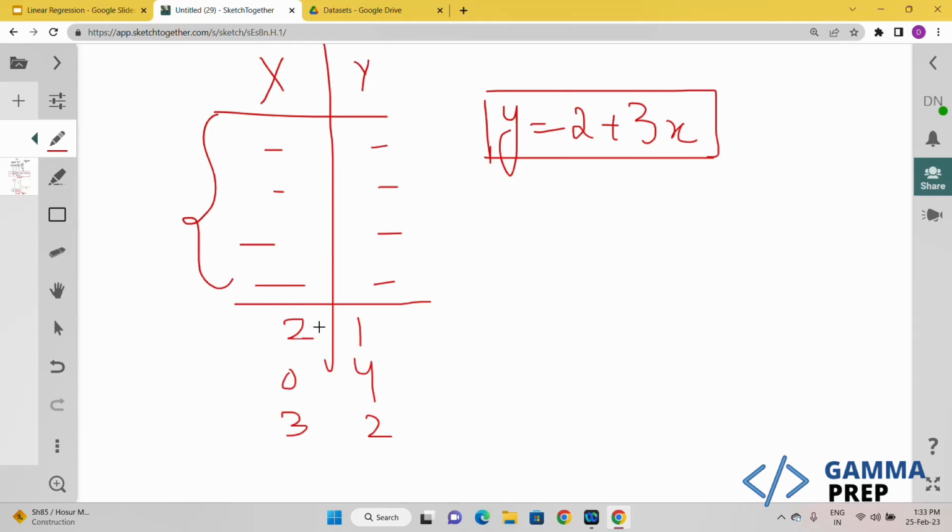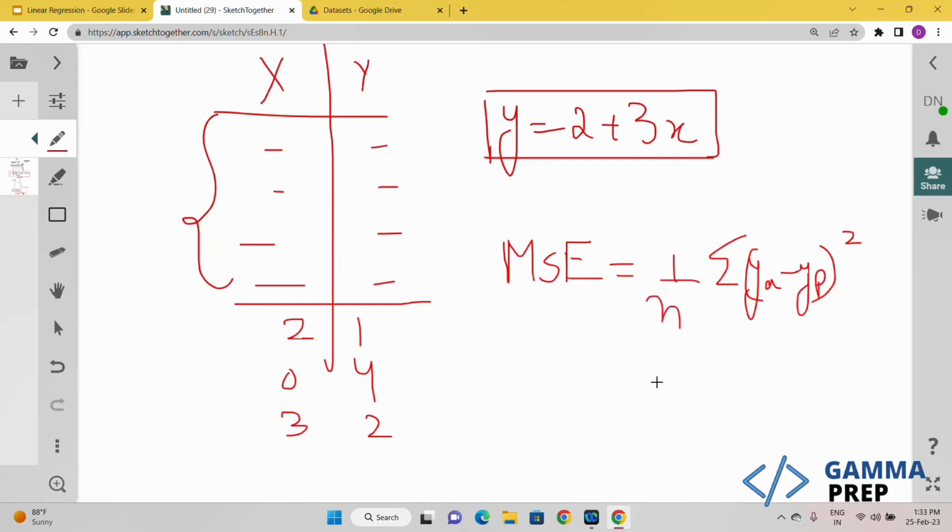Now, what is the mean square error? It is very similar to the cost function that we talked about. The mean square error is basically taking the sum of square of errors, that is summation of (y actual minus y predicted) whole square, and you divide it by the total number of points. So mean square error is 1 by n summation (y actual minus y predicted) whole square.